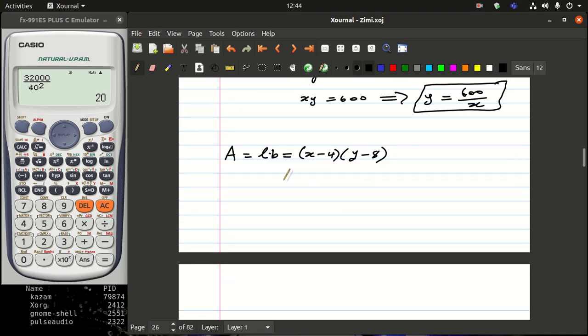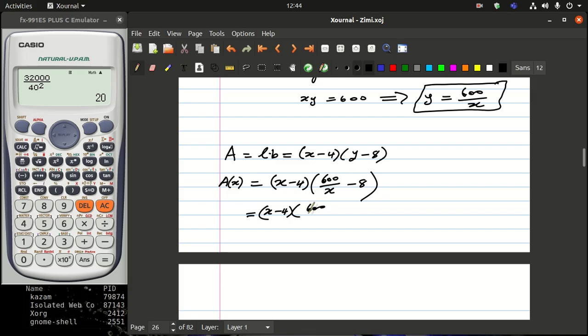The next thing is to simplify as much as possible, but I want to have my A as a function of x before I simplify anything, because I don't want to end up dealing with so many things. So I'll have x minus 4, and then instead of y, I know y is the same as 600 divided by x, minus 8. And of course here I have x minus 4. And then on this side, I have 600 over x minus 8, times x over x.